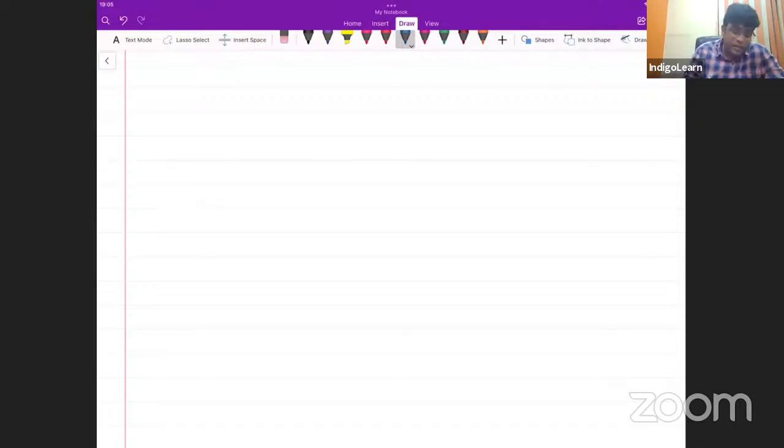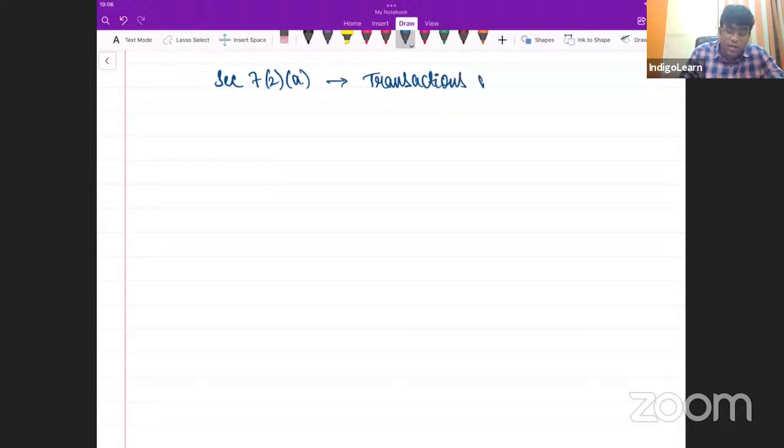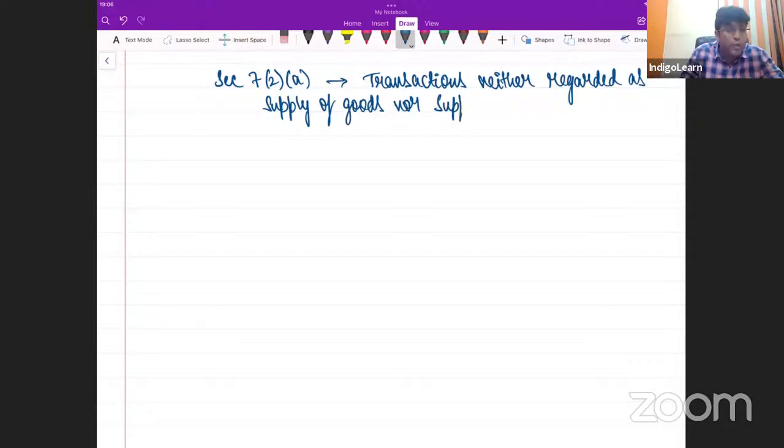Next. Let me talk about very, very interesting concept, section 7(2)(a), which deals with transactions neither regarded as supply of goods nor supply of service. This line is interesting. What's the line you wrote, sir? Transactions which are neither regarded as supply of goods nor supply of service.